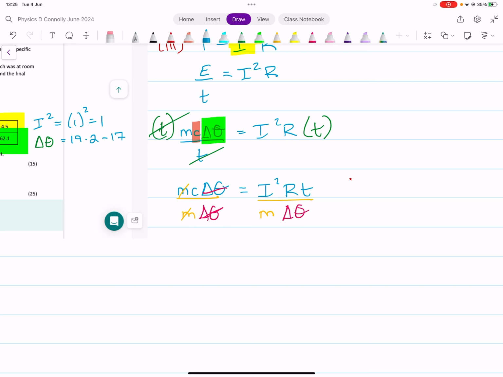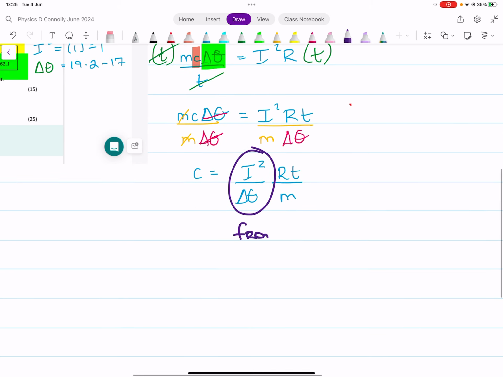Okay, so C then, which is what we want, is I squared over delta theta. This is multiplied by R and t, and this is multiplied by m. So this is going to come from your graph, because they're the two quantities on the graph. And it's always rise over run, which means that goes on the y-axis and that goes on the x-axis. So then when you get your slope, this is... So you plot the graph with I squared on the y-axis and delta theta on the x-axis. And then you do your slope formula or rise over run, whichever you want.